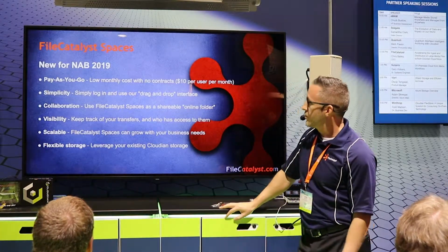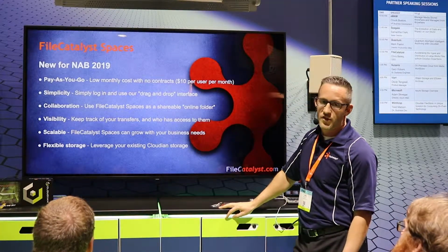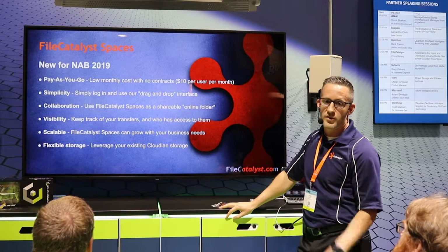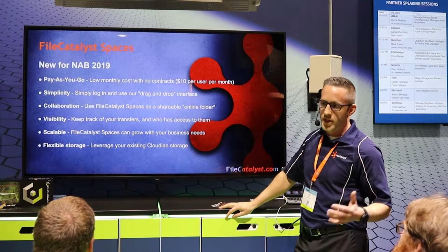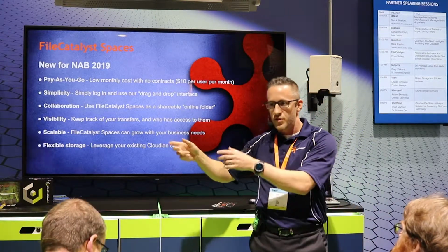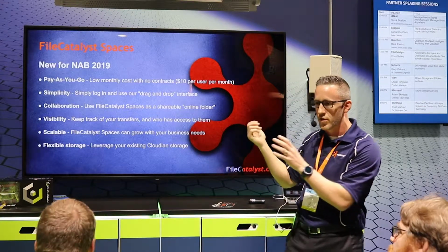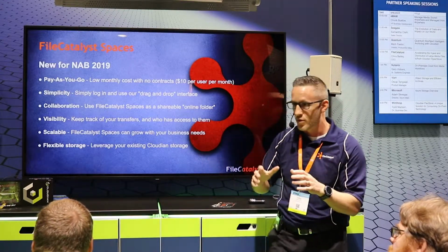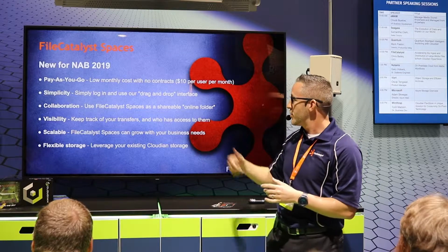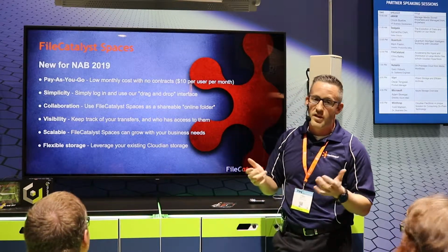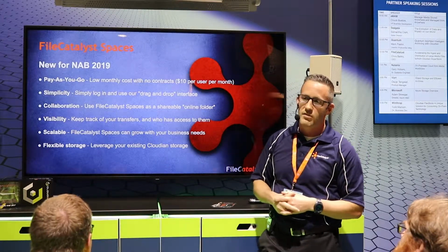New at this show, actually, we're offering a new product called File Catalyst Spaces as well. And that's a SaaS service that facilitates email links, sending links to users with a link to a file to download. And you can attach this service to your Cloudian storage, which is on-premise. This service is pay-as-you-go, and it's as little as $10 per user per month. So it's really a low-cost entry point.